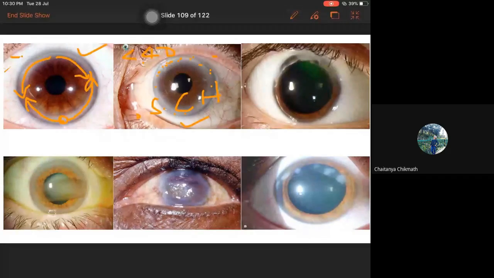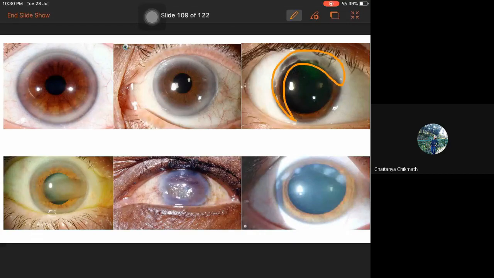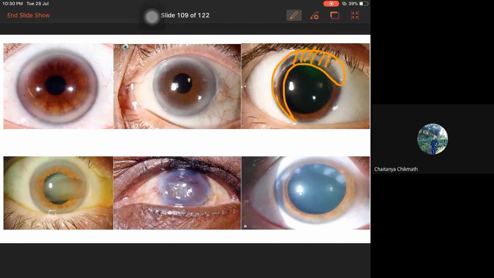Then you have Terrien's marginal degeneration and band-shaped keratopathy. If you look at this diagram, Terrien's occurs in the superior cornea, at the margin, at the junction of the limbus, where the cornea becomes thin, and this thin cornea will have vascularization and pannus formation. They will have thinning and lipid deposits, and it doesn't cause any visual symptoms except a myopic shift.